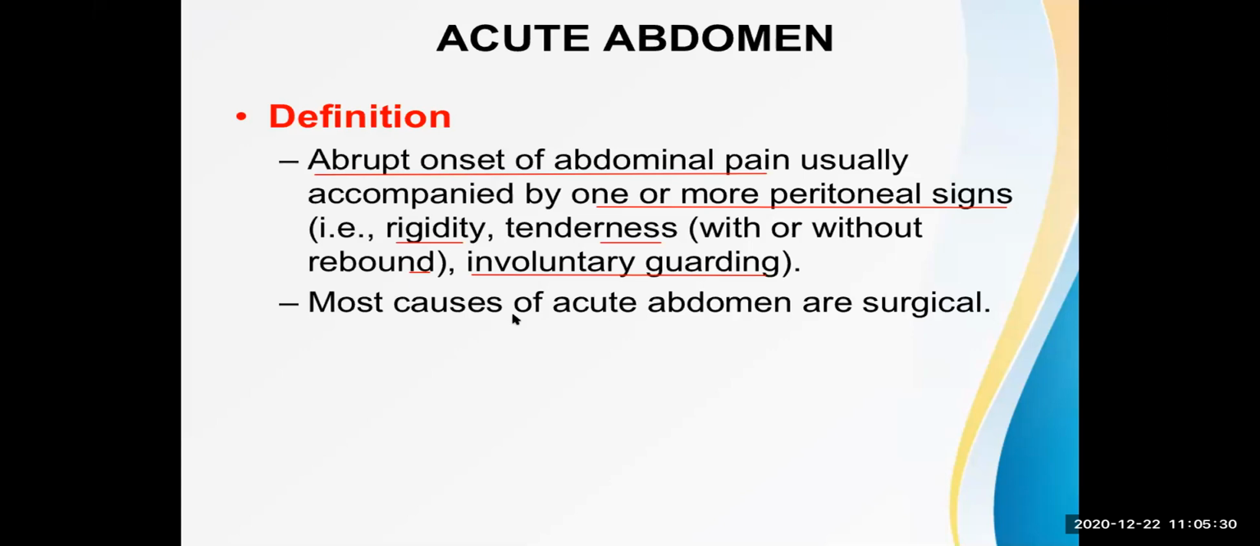Most cases of acute abdomen are surgical. There are a lot of medical causes of abdominal pain also. We are going to talk about that. But whenever we talk about acute abdomen, most of these cases are surgical. Let's move on.